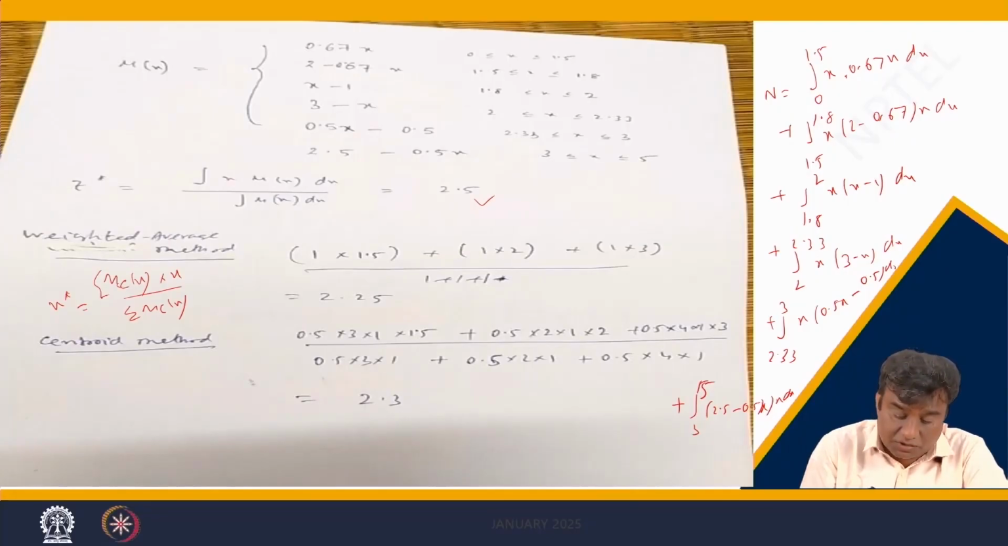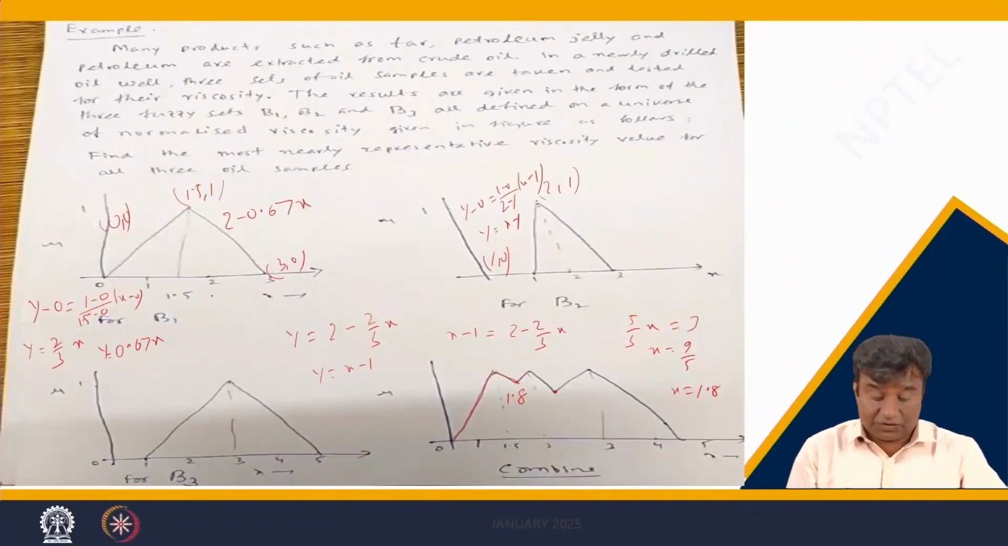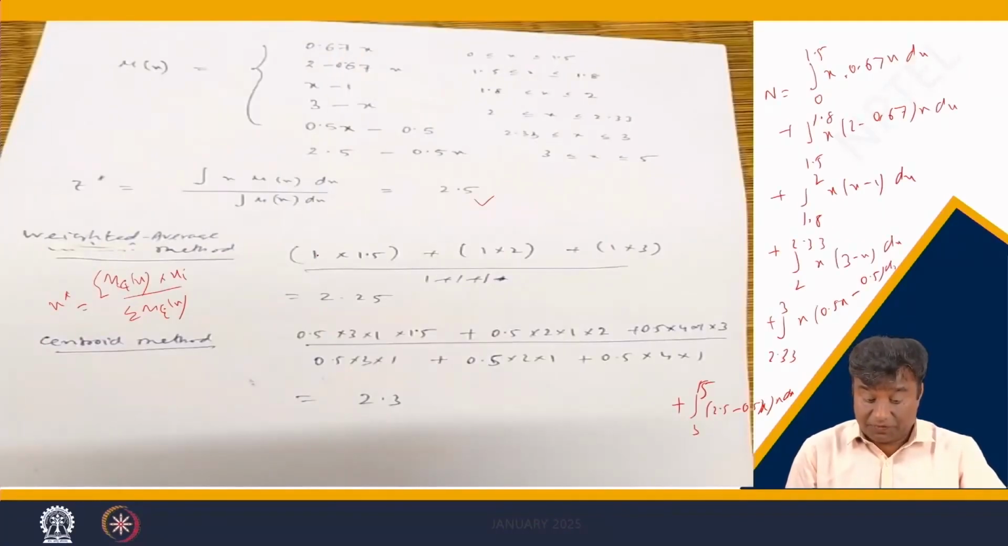By the weighted average method, the formula is x star equal to the summation of mu c xi into xi, divided by the summation of mu c xi. That is for symmetrical figures. In these questions, all figures are symmetric, so you can check the symmetric figure. Here the value is 1.5 and mu is 1. Symmetric value x is 2, mu is 1, x is 3, mu is 1. So the value is 1 into 1.5 plus 1 into 2 plus 1 into 3, by 1 plus 1 plus 1. So the answer is 2.25.